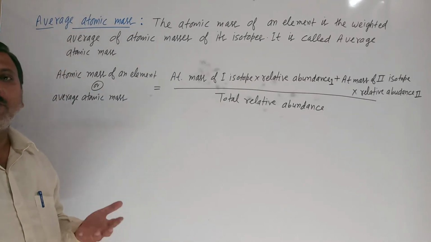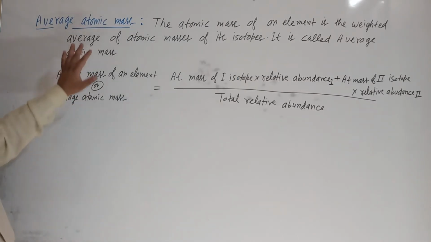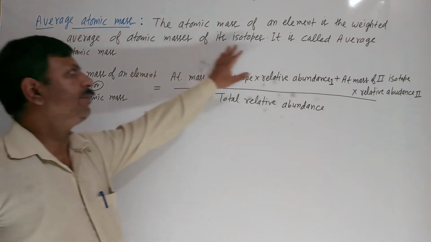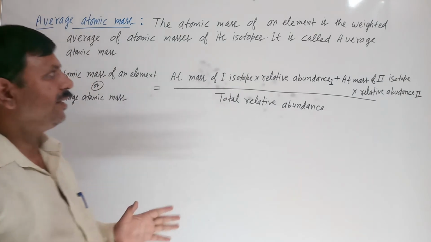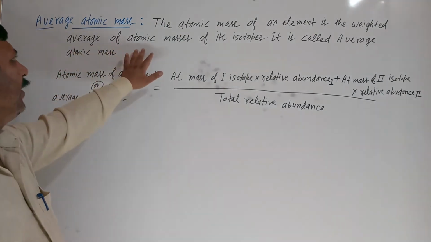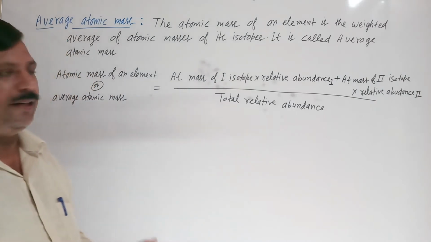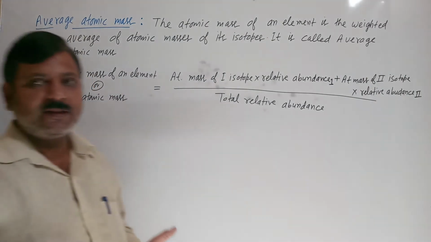Today we will discuss about the average atomic mass. What is average atomic mass? Actually, the atomic mass of an element is the weighted average of atomic masses of its isotopes. It is called average atomic mass.